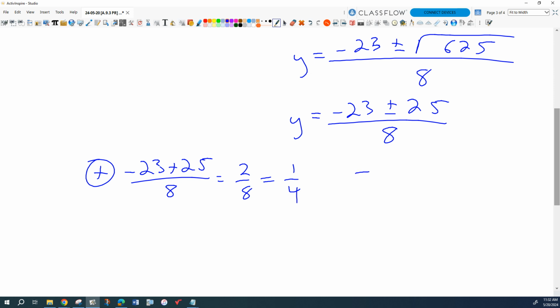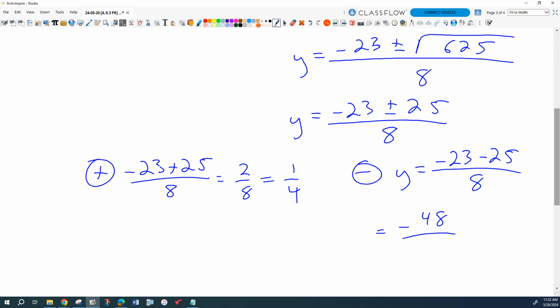How about if we take the minus sign? y equals negative 23 minus 25 over 8. What's negative 23 minus 25? Negative 48, yeah. What's negative 48 over 8? Negative 6. So those are our two solutions, right?